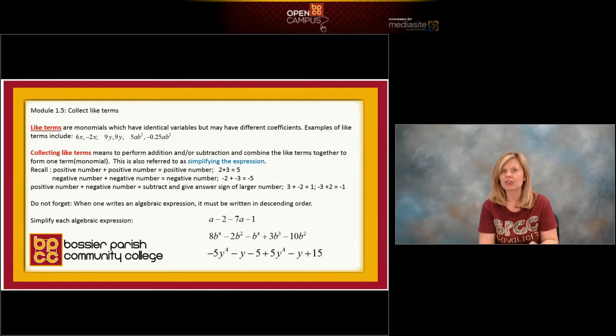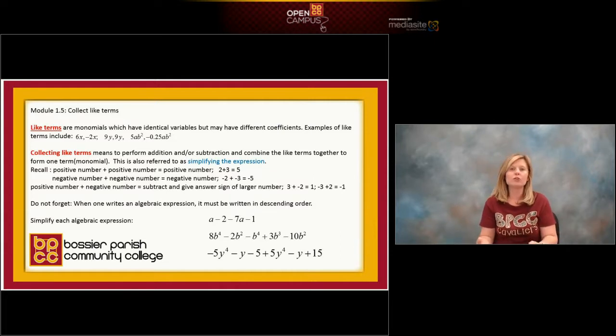It doesn't matter that the coefficient is a whole number 5. It doesn't matter that the coefficient is a negative decimal, a rational number, negative 2500ths. What makes those terms alike, those monomials alike, are the variables. They are both identical, ab squared, ab squared.